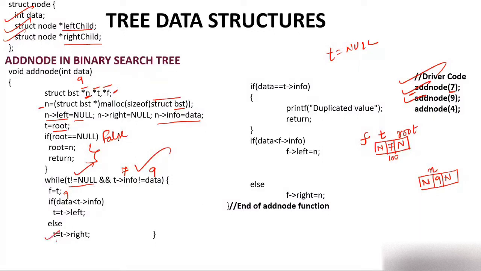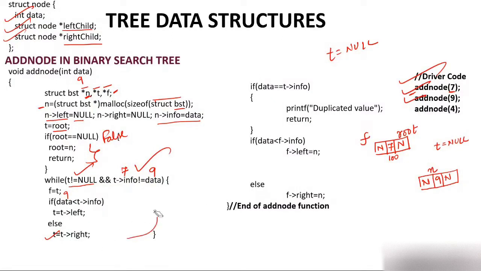So I'll move to the else part. T becomes t right. What is there in t right? Null. So the new value of t is null, because t is having t right, and what was t right? Null. So t is having value null.